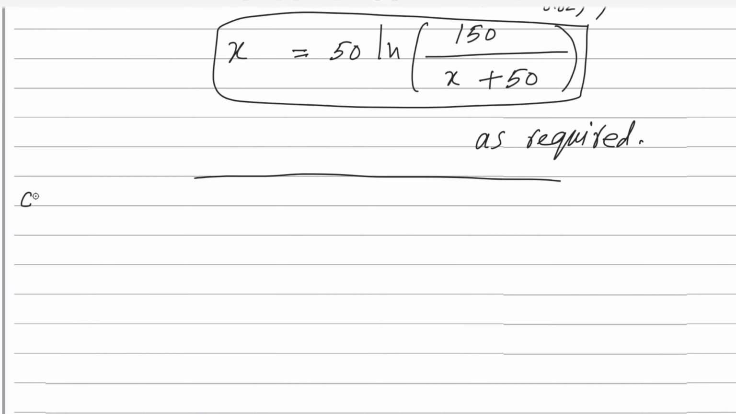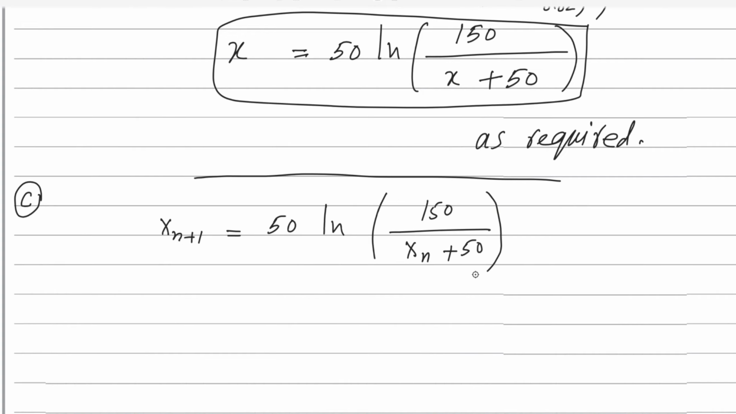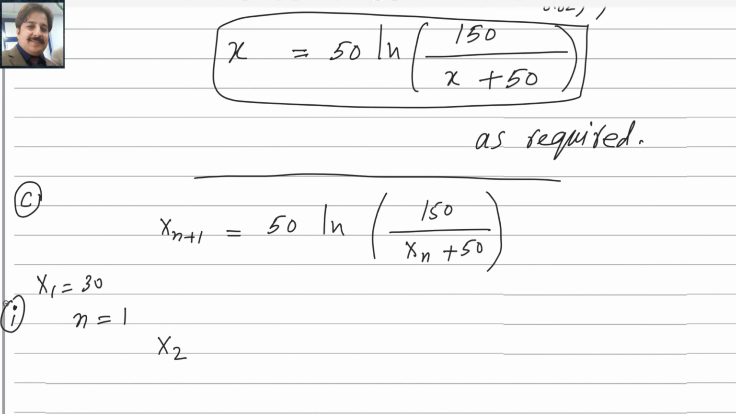Okay, for the last part, x_(n+1) = 50 log(150 / (x_n + 50)), and the value of x1 equals 30. When you substitute n equals 1, you get x2. For the first part, you need to substitute n equals 1.